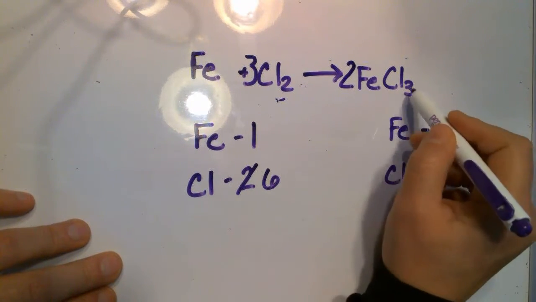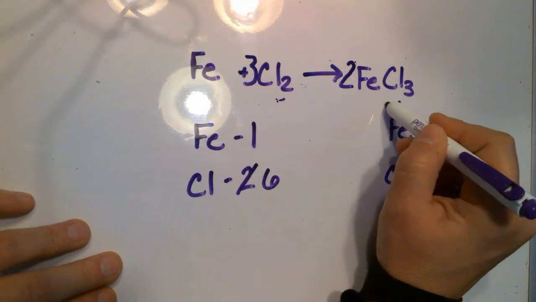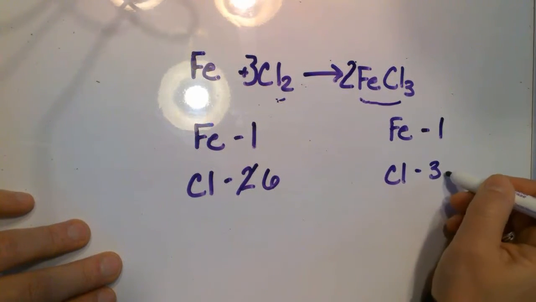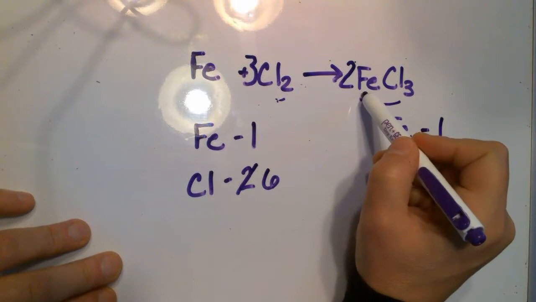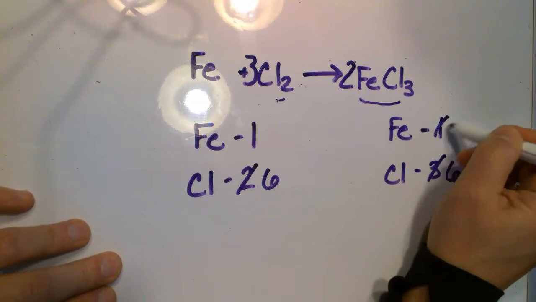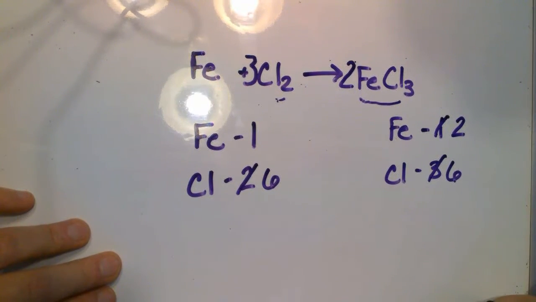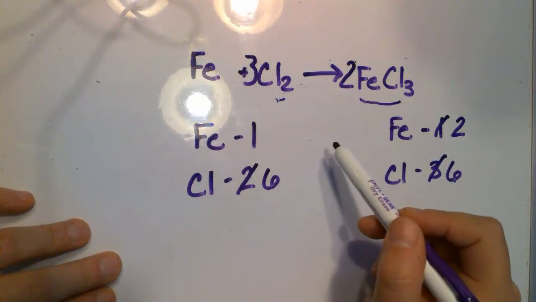So that would give me 3 chlorines times 2. I've got to take 3 times 2. So that would give me 6. So my chlorines are even, but I added an extra iron in here. And so now my iron is 2. So now my chlorines are balanced, but my irons aren't balanced.